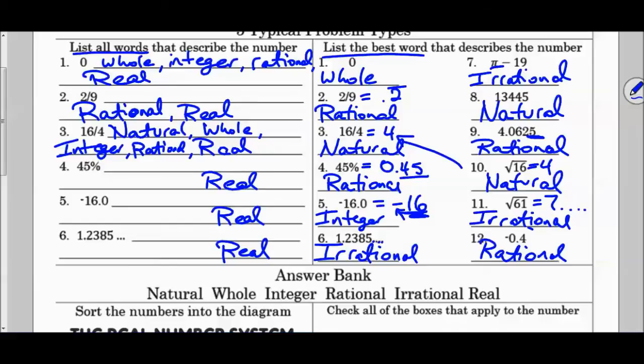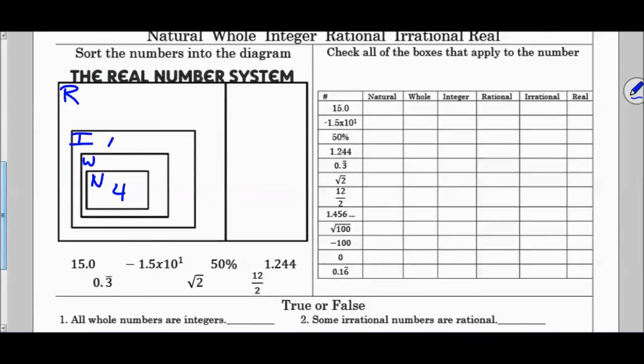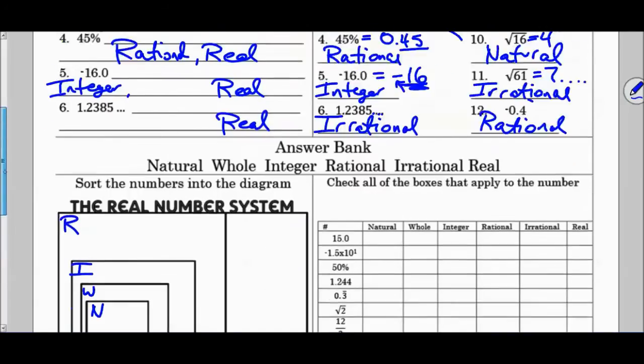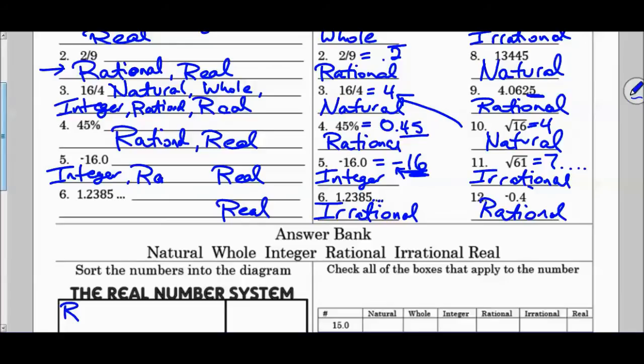45% is a rational number. Like we saw up here, when it's strictly, when the best word to describe it is rational, it's just those two. It's rational and real. Negative 16 is an integer. That's the best word to describe it. If it's in the integer box, it's also in that rational box. So it's an integer, it's rational. It's not a counting number, it's not positive, and it's not 0, so it's not a whole number. All right, so this one's also real.